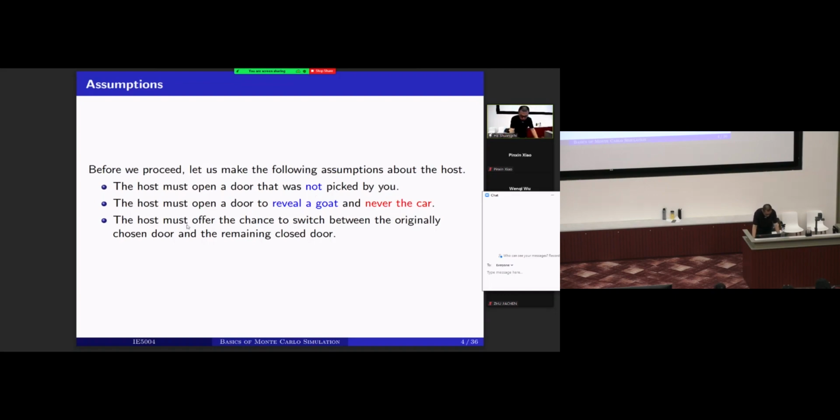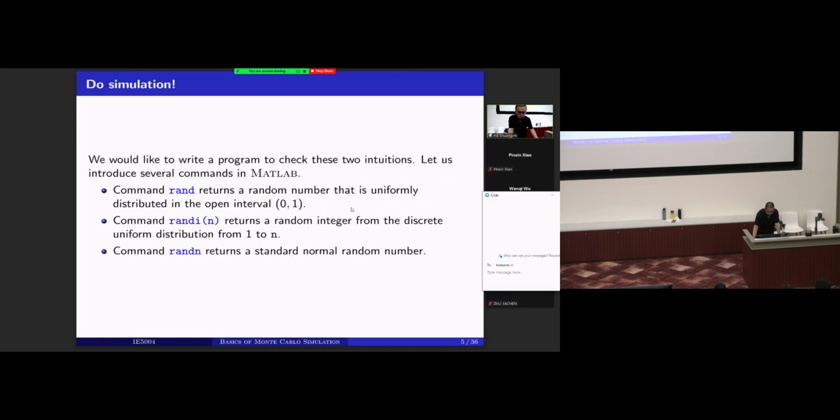And also the third assumption is that the host must offer the chance to switch between the originally chosen door and the remaining closed door. You are given the chance to switch. So those are the three assumptions we need to make. As long as we assume those three conditions, then we can discuss what will happen, right?